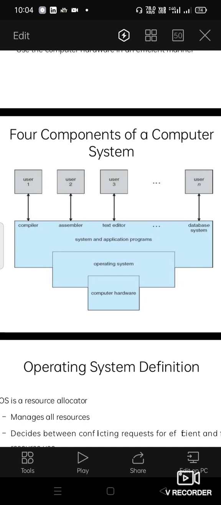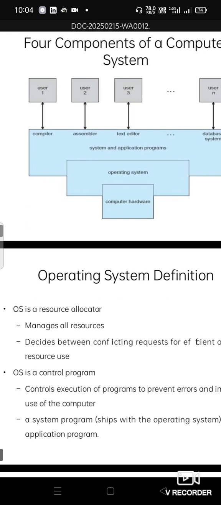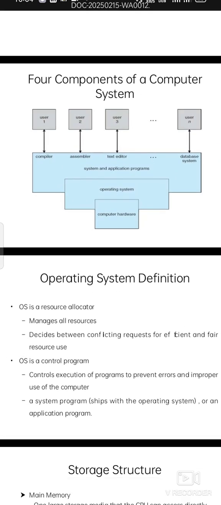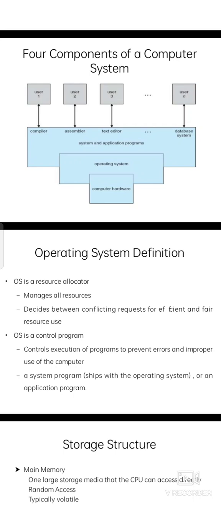Let's go to the definition of operating system. The operating system is a resource allocator. What do you mean by resource allocator? In a system we are executing multiple programs. All the programs need some type of resources, for example a keyboard or some other resources. It may be a file or some input output devices, etc. The main function of the operating system is to manage all the resources between the processes, and decide between conflicting requests of a client and ensure fair resource use.